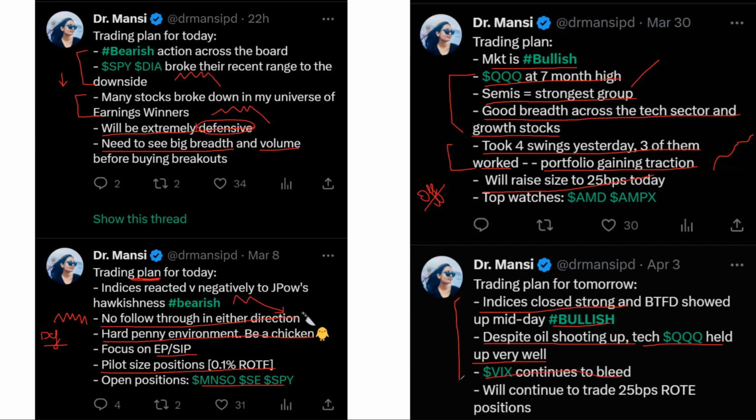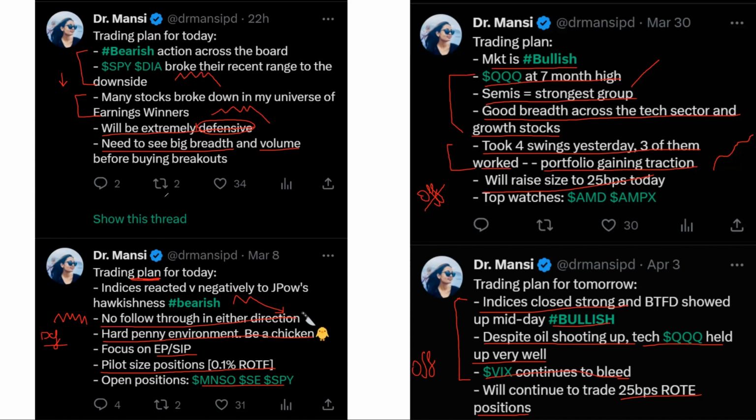These three are just points from my general market analysis. All of these three are extremely bullish. When the VIX goes down, the market goes up, usually, and vice versa. And then I write, how is this going to affect my plan for tomorrow? I'm going to continue to be offensive and trade 25 bips positions. And I go on and on.